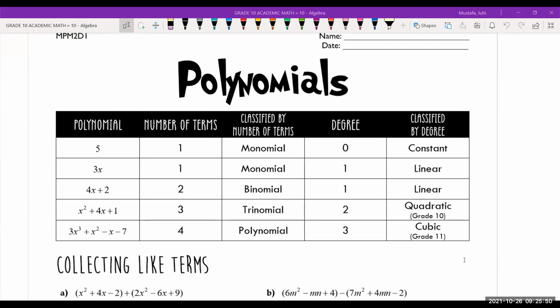This is something called a quadratic, which we're going to learn about later in our grade 10 course. And this is something called the cubic function. We actually learned this later on in like grade 11 or 12. But they are words that you should be familiar with.